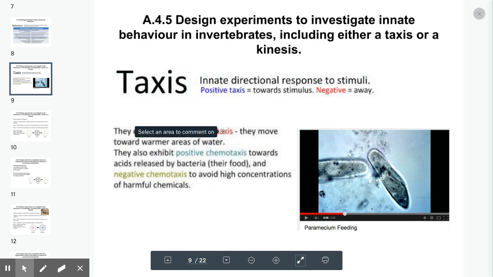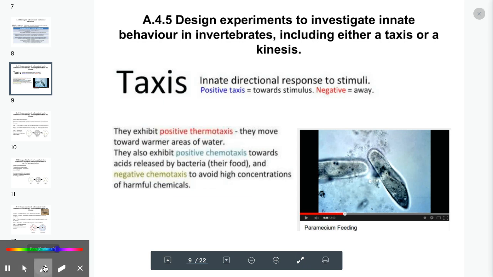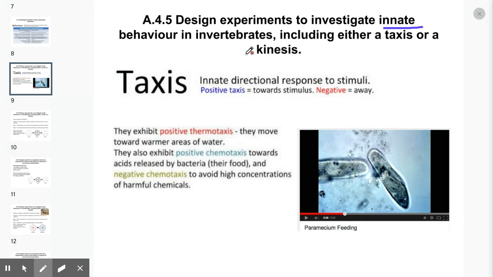There are two different types of ways we can investigate innate behavior, especially when we're talking about organisms like invertebrates that don't have vertebrae or backbones or bones in general. So we're talking about insects and microorganisms. There's two ways: something called taxis or kinesis. Both of these are a type of movement.